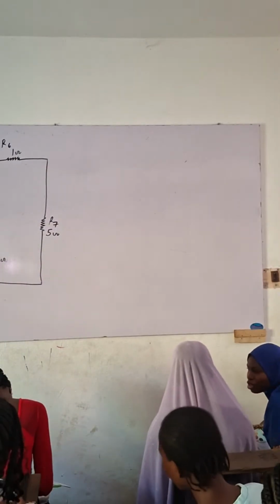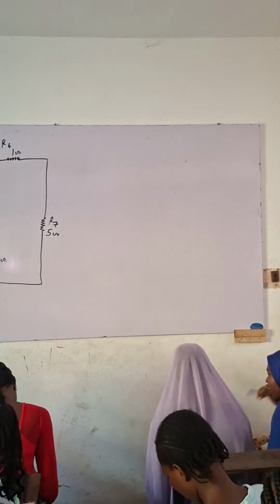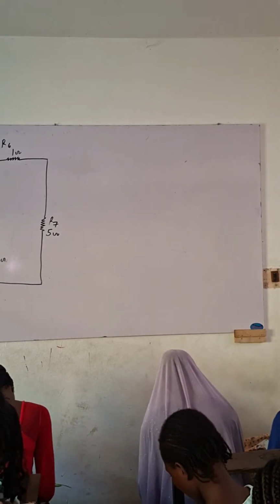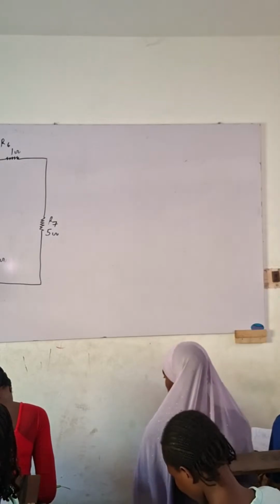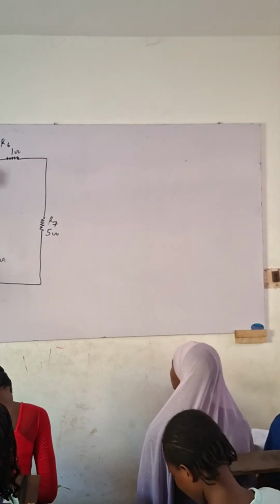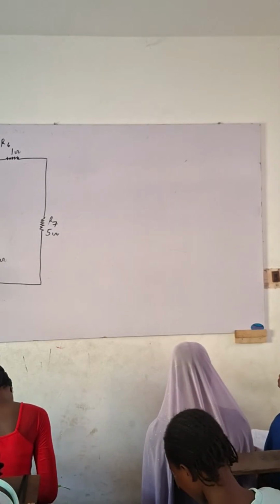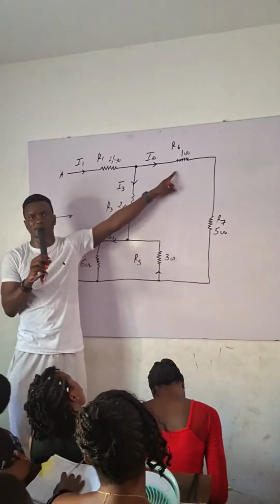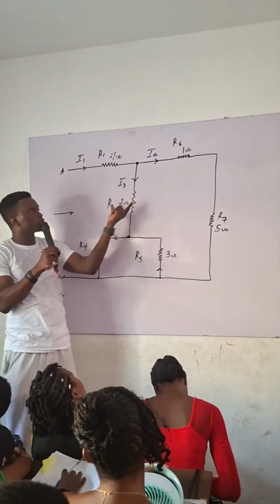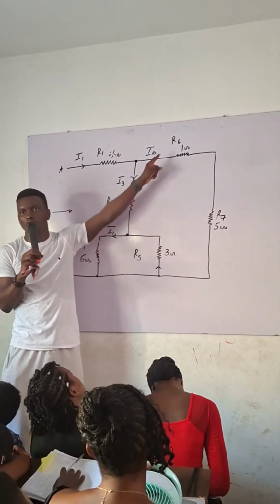First thing is, let's look at it. How are we supposed to do it? Look at the way the current is coming, Abby. When the current gets to this junction, what will happen? Meaning that you can't treat this one the same way you will treat this, because the current going through this is different from the current going through this.